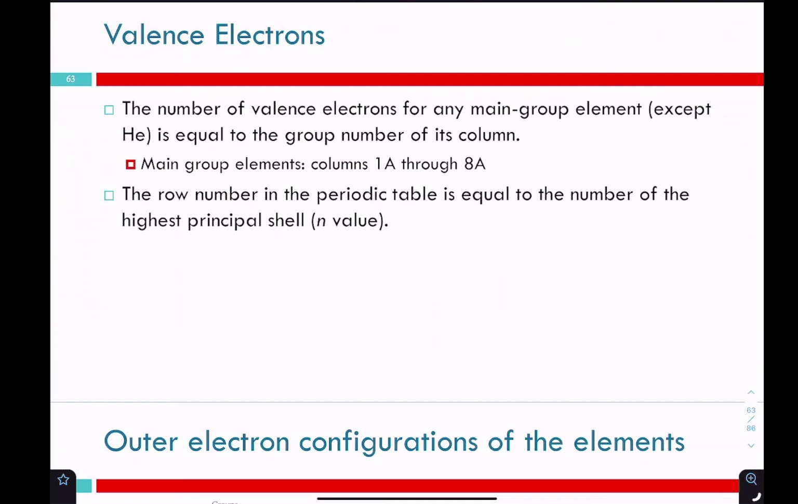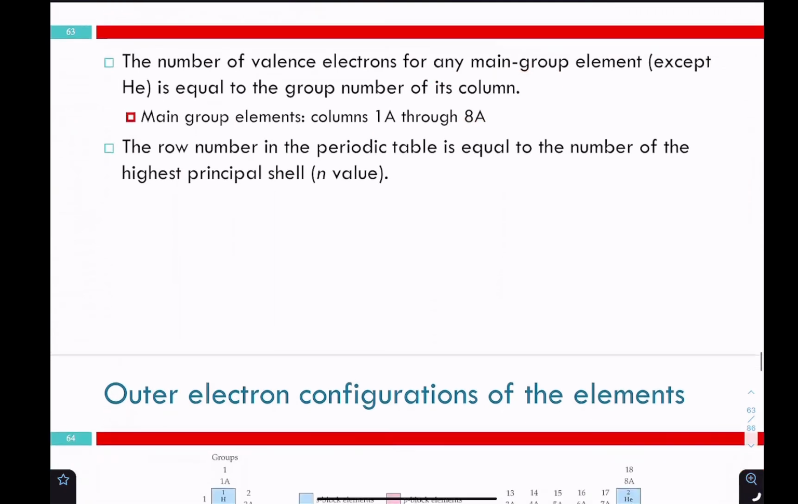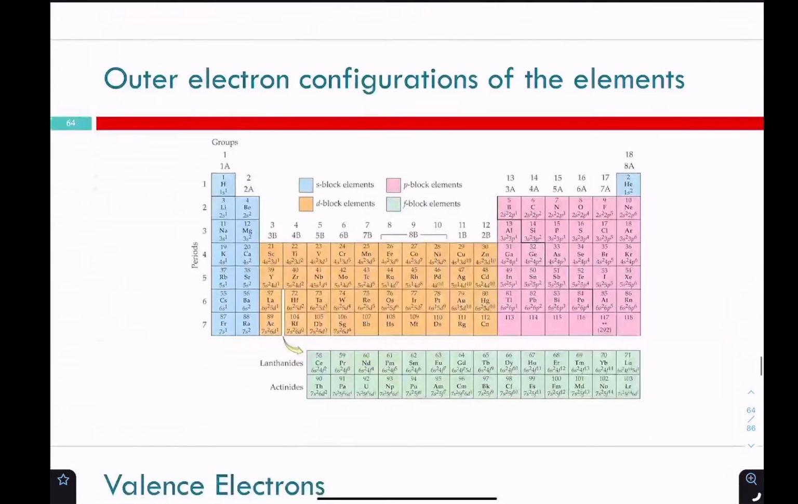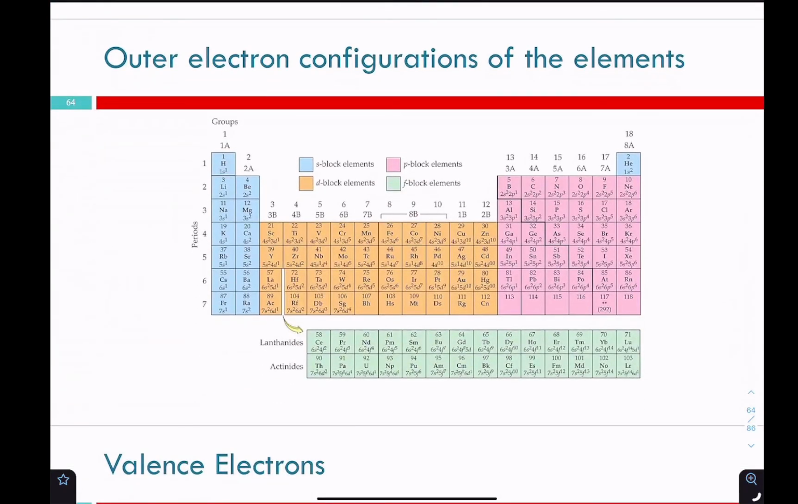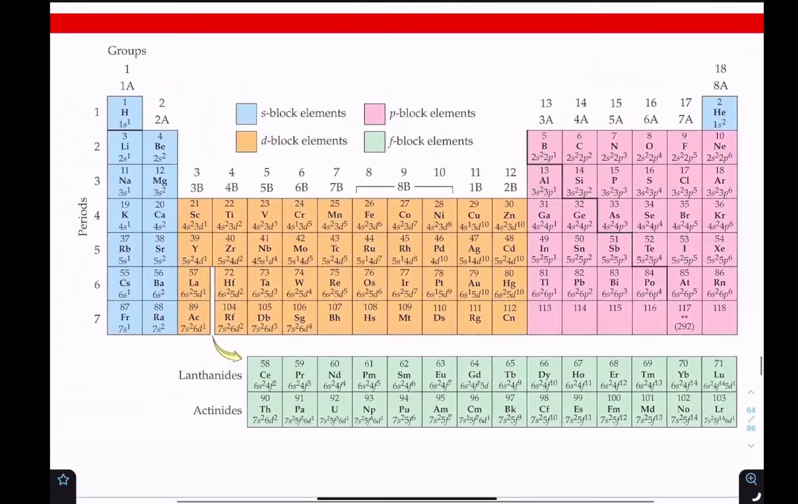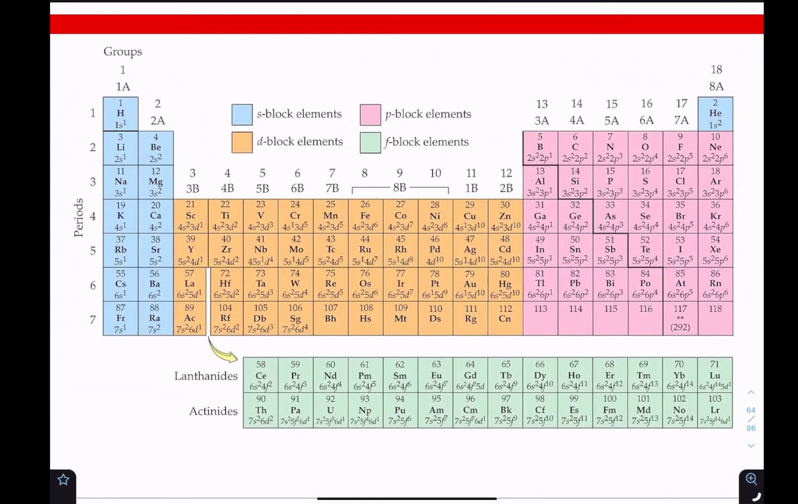This is what we just said. The number of valence electrons for any main group element is equal to the group number of its column, which are the 1a through 8a. And then the row is the highest principal quantum shell. So we can look at this periodic table again and see that these are 1 or 2 valence electrons. And that's why these are abbreviated the way they are. It's just the electron configuration of the valence electrons.